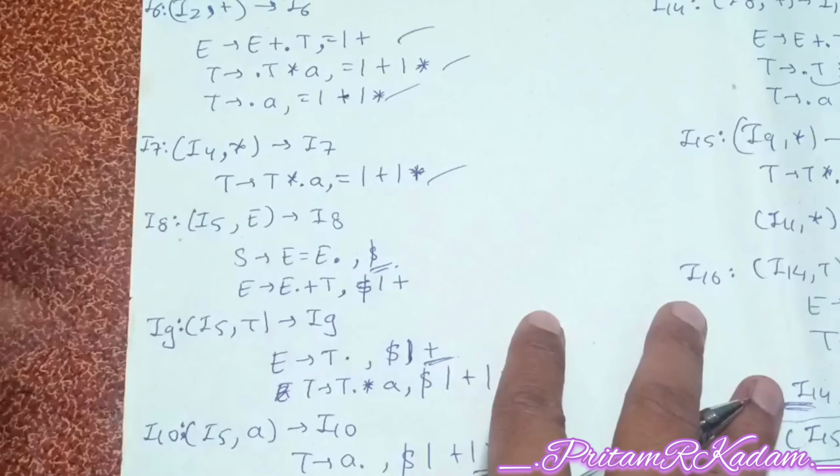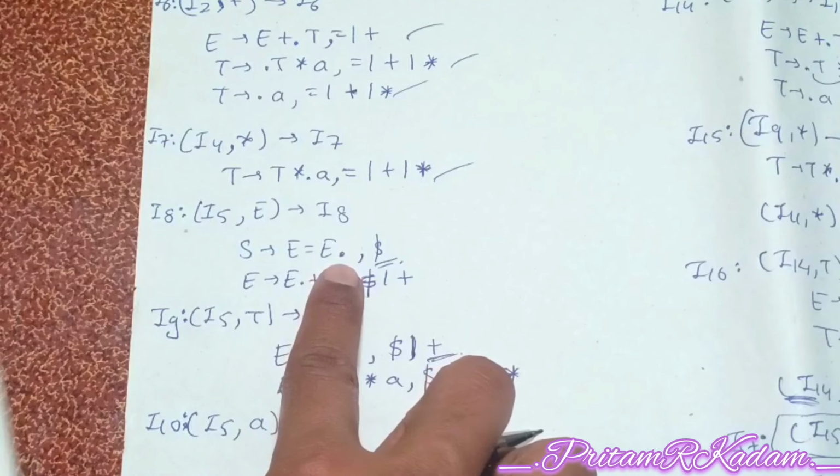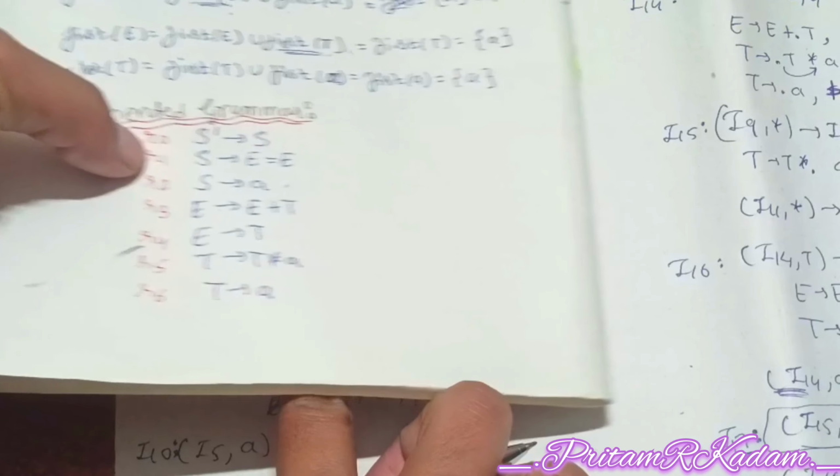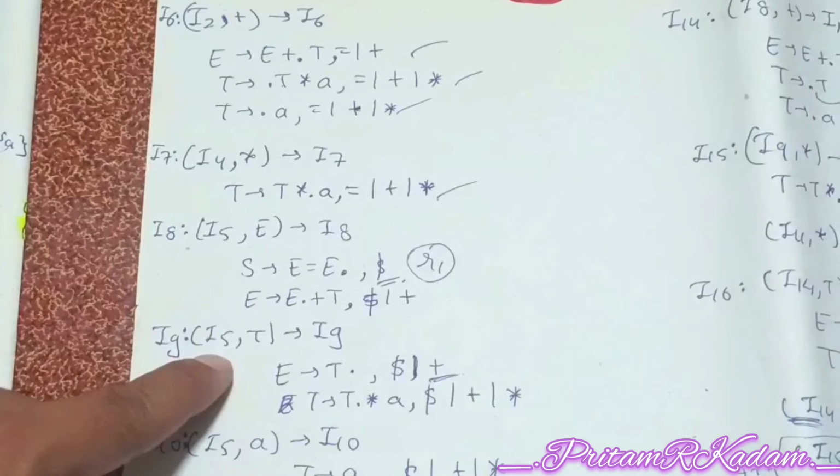In I8, yeah, we have one. So S gives E equals to E. This is a complete state. So we'll see which reduce entry it is. It is R1. So we will have R1 over here.